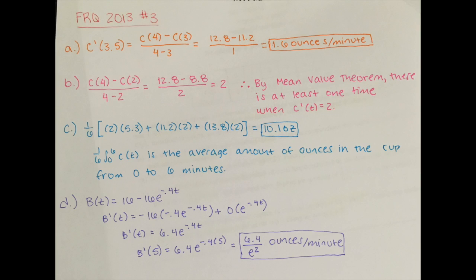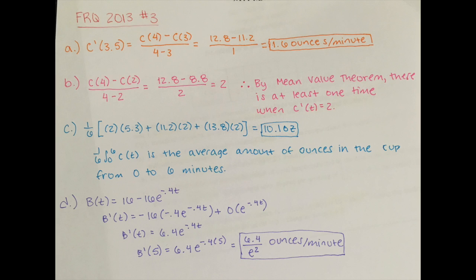Points for this problem were given for finding b prime of t and b prime of 5. Looking back at the whole problem, it is important to understand the difference between finding the average value and the average rate. The average rate was found in part A, where we did f of b minus f of a all over b minus a. In part C, we found the average value by using the midpoint sum.